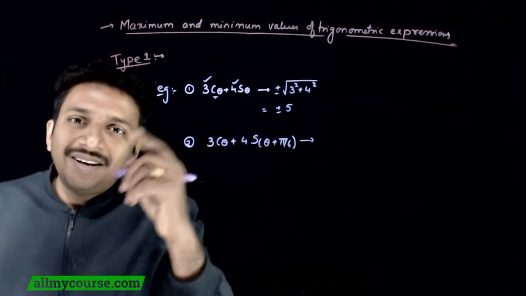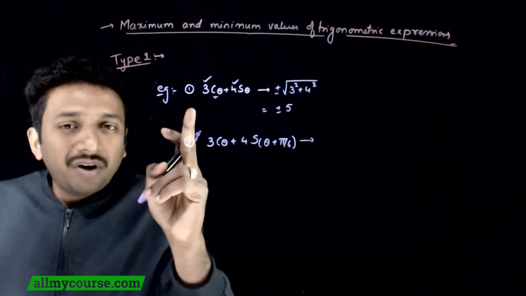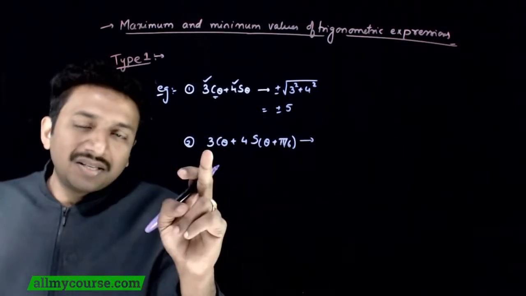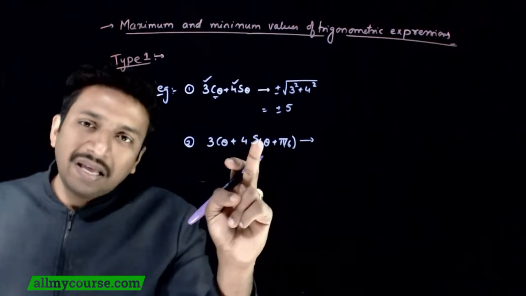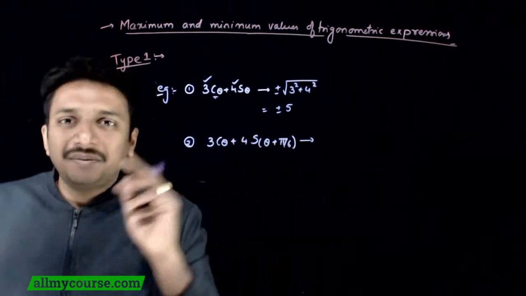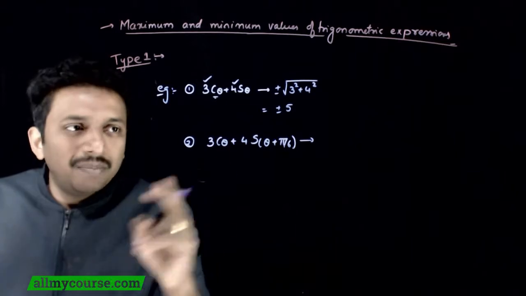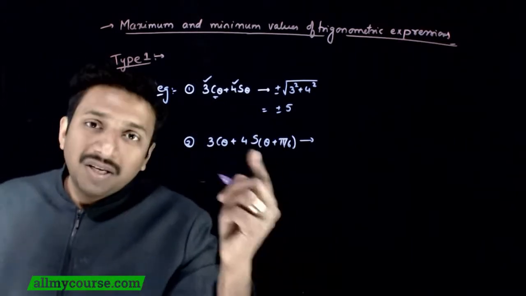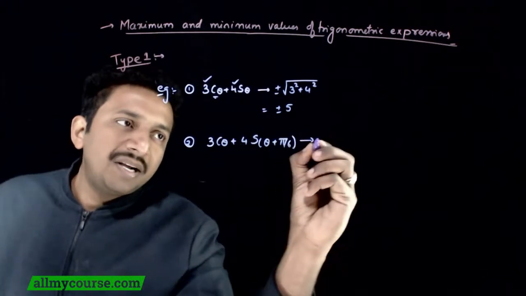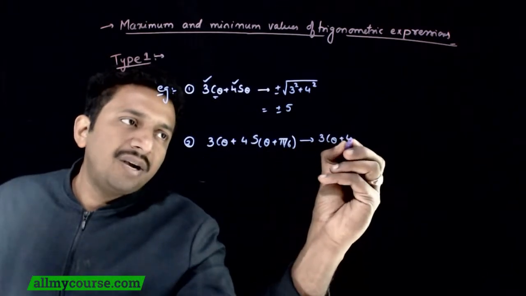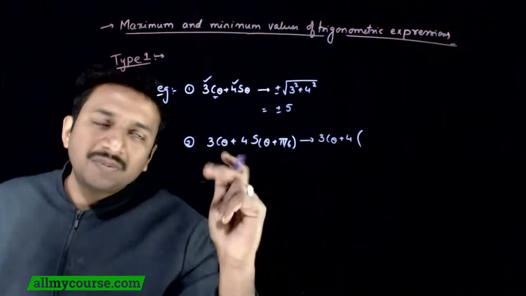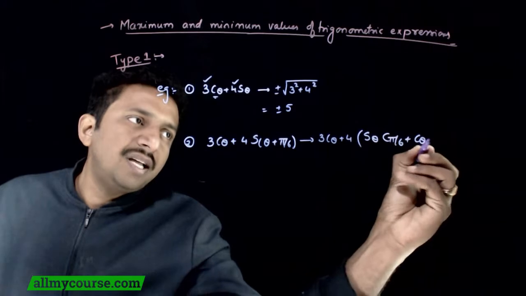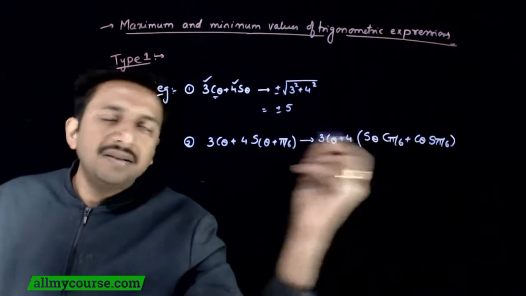So here you cannot directly use the formula. So this formula is only for a cos theta plus b sin theta. So this is of the form a cos theta plus b sin theta plus something. You cannot directly use this formula, but this question can be converted into a question of this type by using compound angle formulas. So this can be written as 3 cos theta plus 4 times sine of theta plus pi by 6 is sine theta cos pi by 6 plus cos theta sine pi by 6.